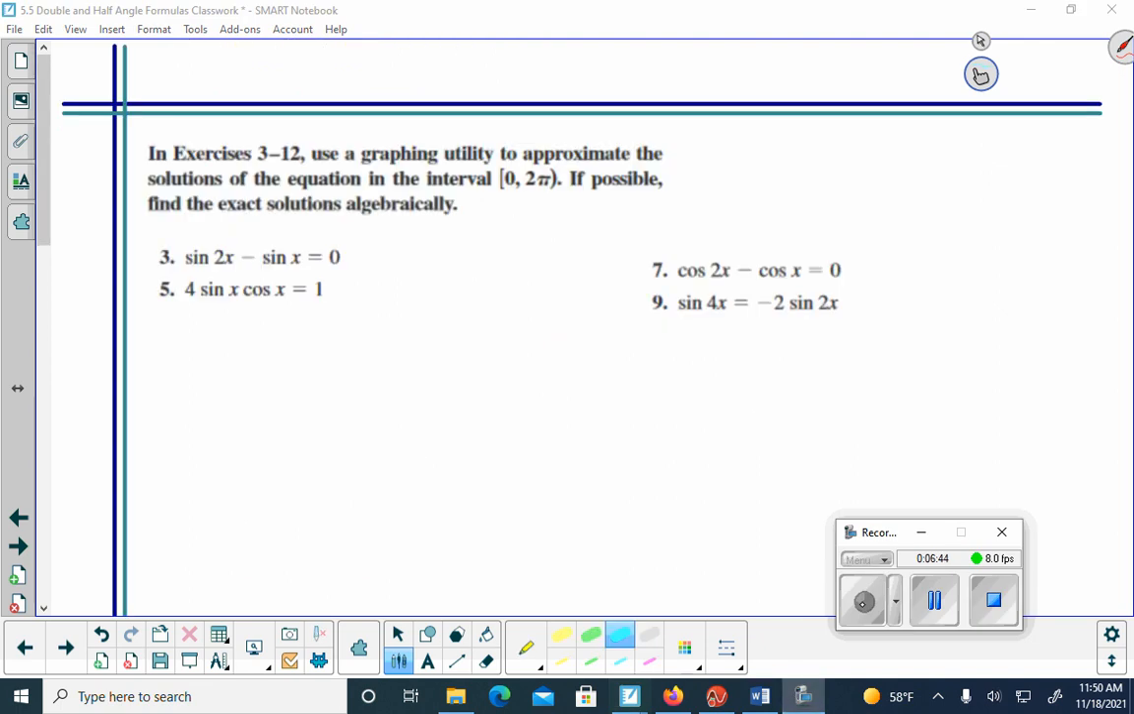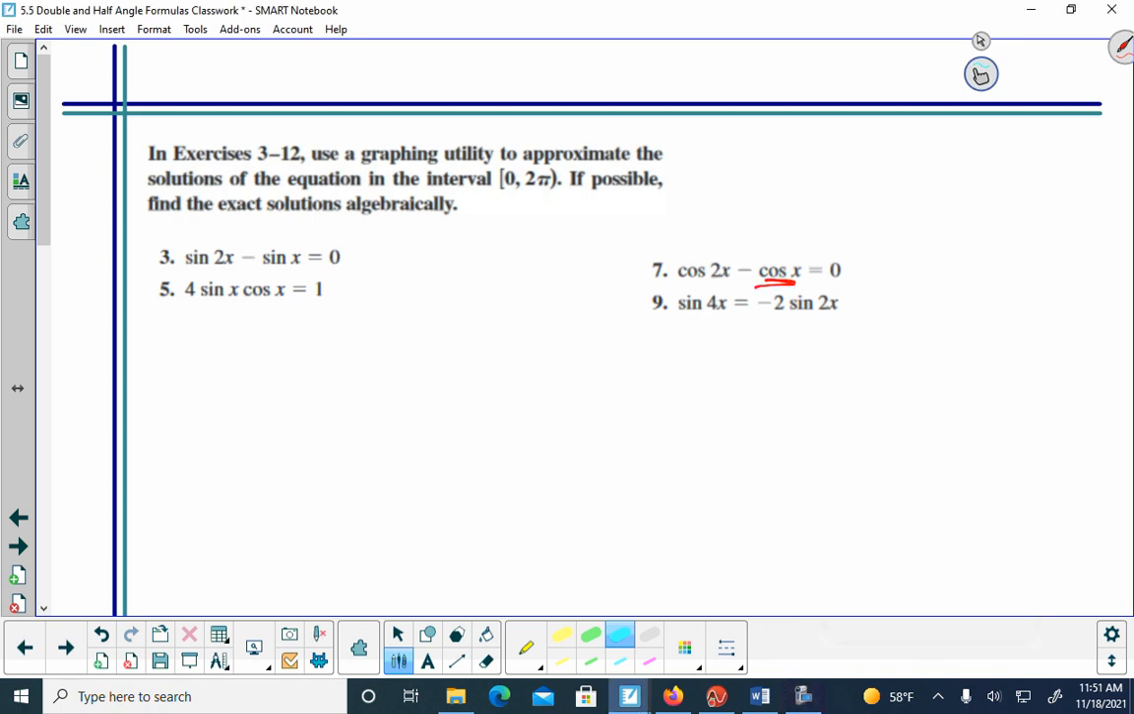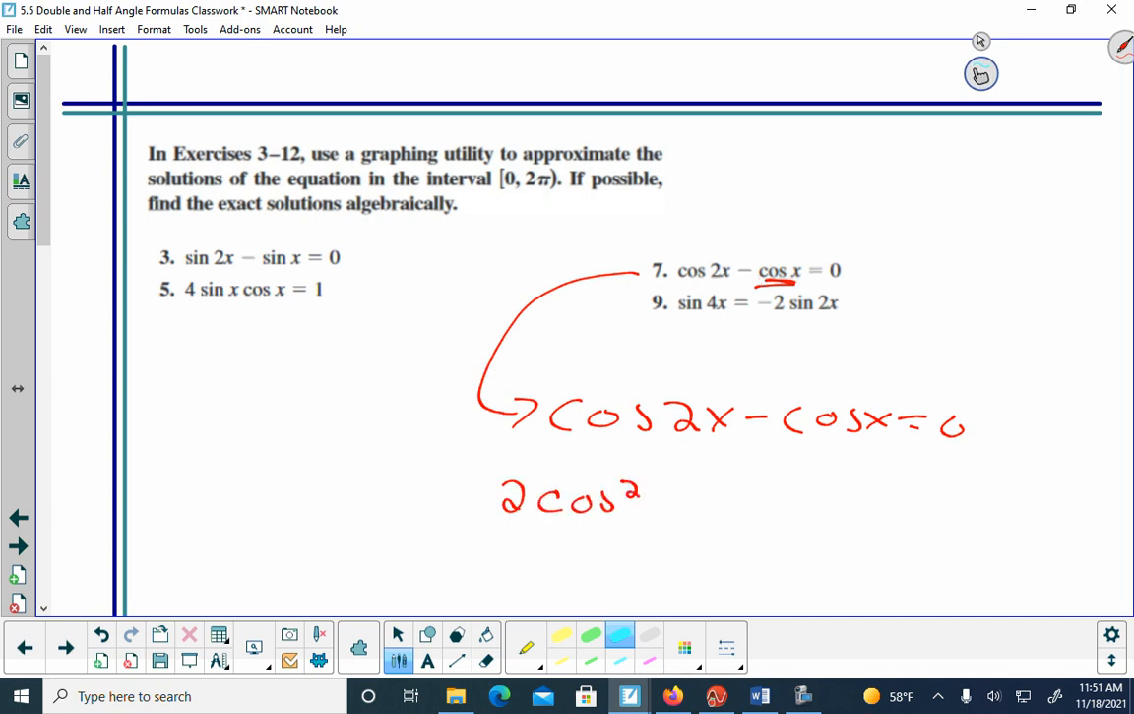Okay, now I'm going to do number 7. Number 7, I have 3 formulas for cosine 2x. Since I have this cosine here, I'm going to pick the formula that only has the cosine x. So I am going to rewrite cosine 2x as 2 cosine squared x minus 1, and then I'm going to subtract that cosine x is equal to 0. So what I did is I rewrote this using the formula.